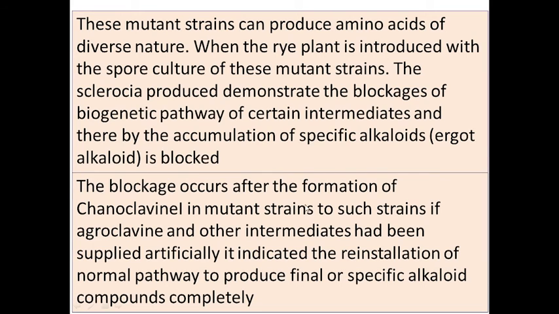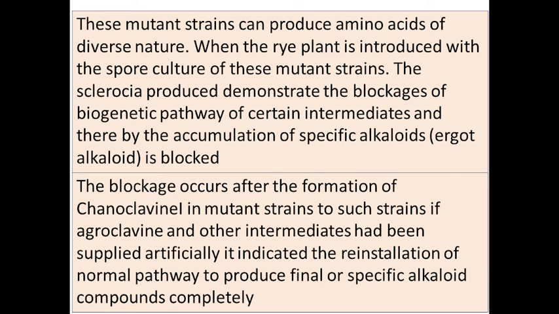And the blockage after formation of chanoclavine in the mutant strain: if agroclavine and other intermediates are supplied artificially to such a strain, then it will indicate the reinstallation of the normal pathway and it will produce the specific alkaloid compound completely.